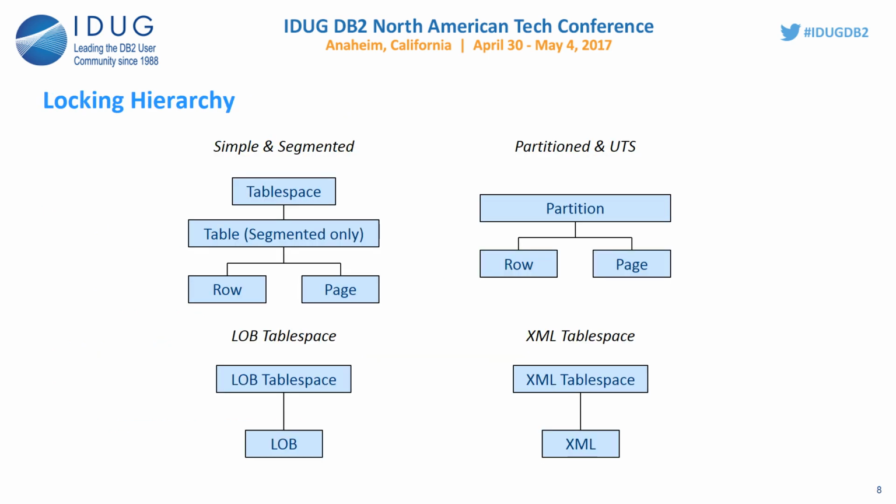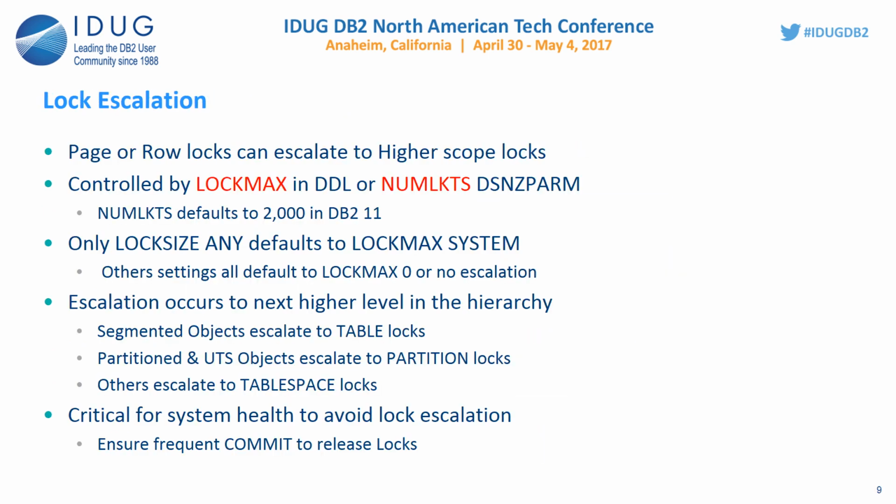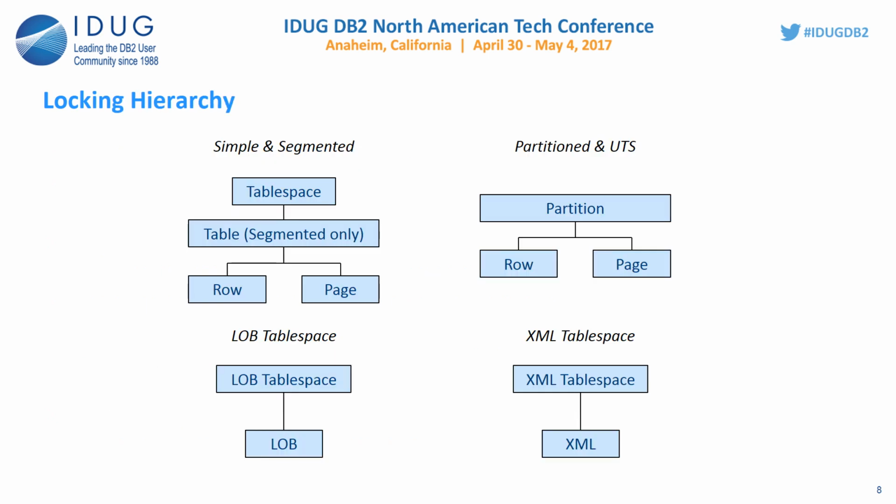So now what's another thing to be aware of is that if you say lock size page or lock size row, DB2 doesn't default to this parameter. It defaults to lockmax 0, which means no escalation. So if you specifically say lock size row and you don't specify a lockmax parameter, you're getting no escalation. All right? Now that may or may not be a good thing because there's a cost involved in locking. So escalation goes up the chain. So if you're at row or page level locks, it goes up to partition. Over here it goes up to a table and then up to a table space and so on.